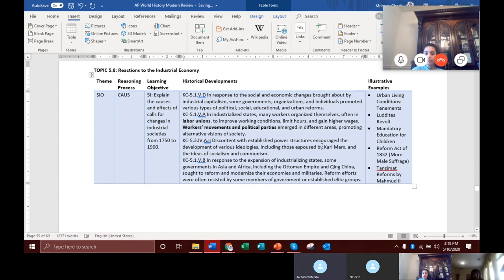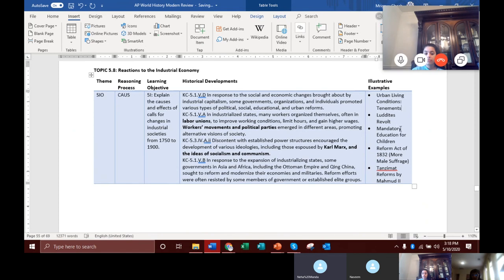Working conditions, limit hours, gain higher wages, worker movements and political parties, that's important. Discontent with those espoused by Karl Marx and the ideas of socialism and communism. Fun stuff. Ottoman Empire, Qing China, reform. Okay, reform efforts.